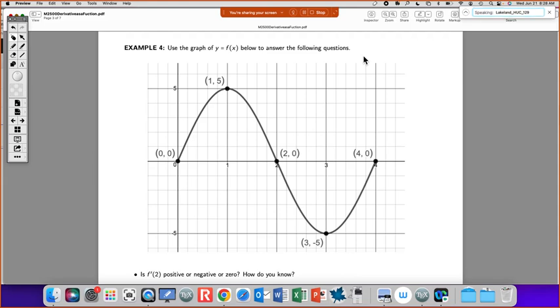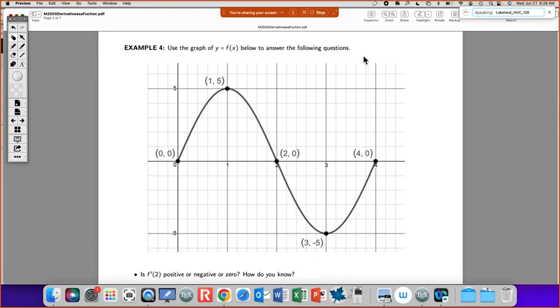Or the algebra should work together with the geometry to help you with the concepts. So I'm going to just get a copy of the worksheet here. Let's take a look at this. First question they ask, is f prime of 2 positive or negative or 0?